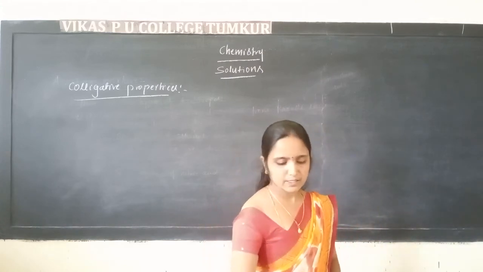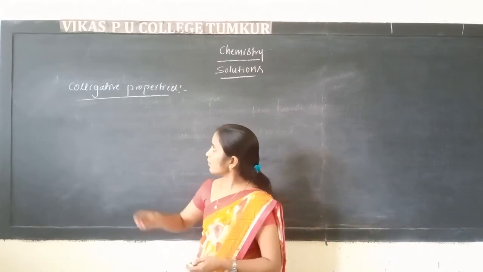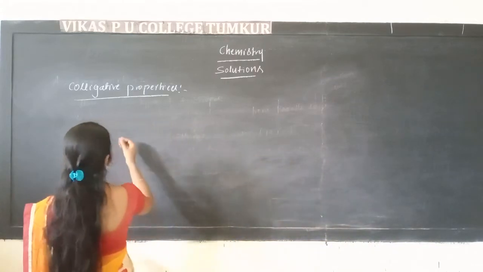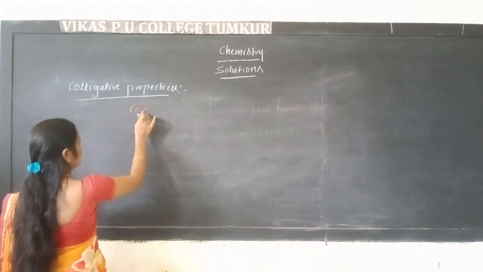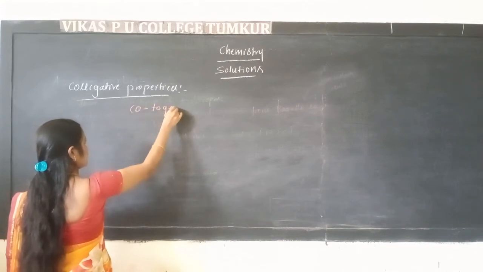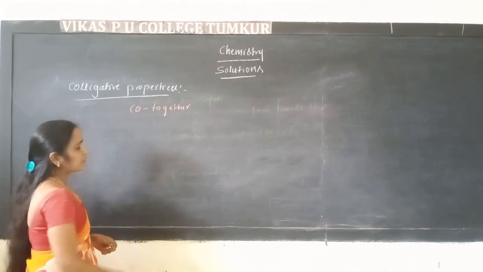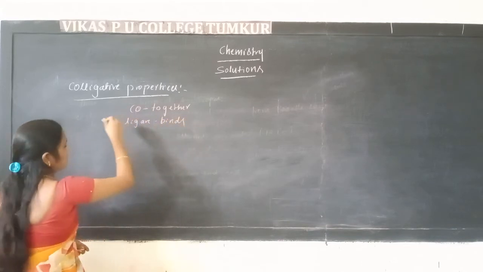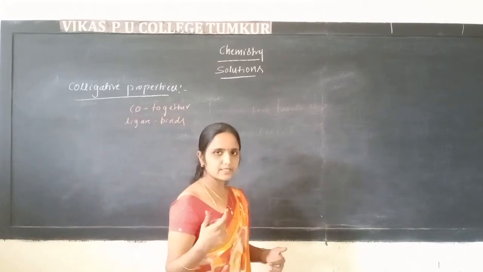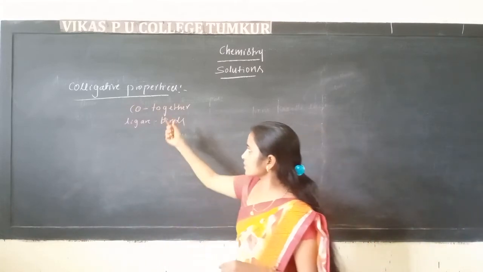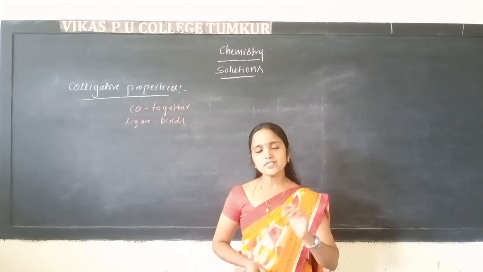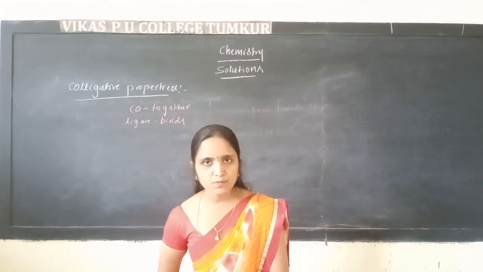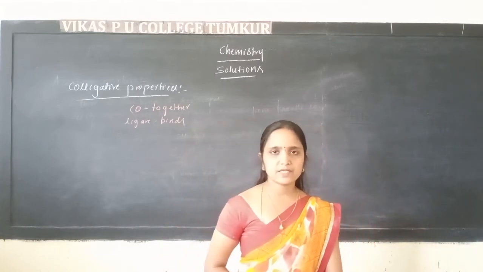This word colligative is derived from Latin. Co means together, and ligere means binds. These properties are interdependent: if we know one, the other can be calculated.